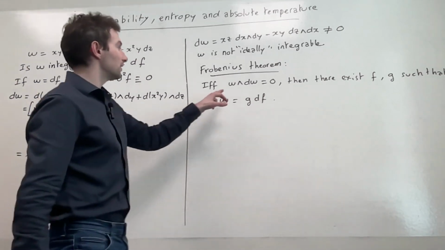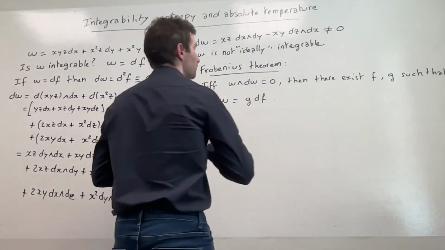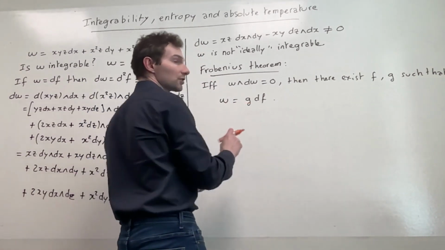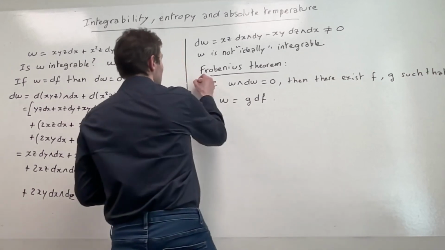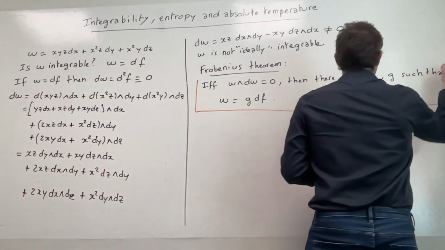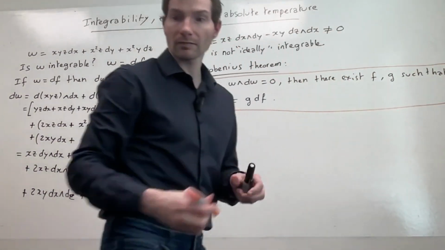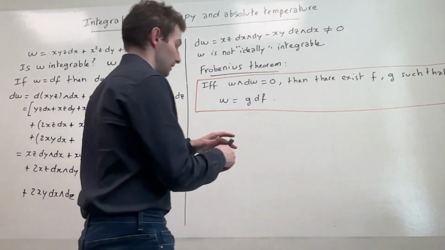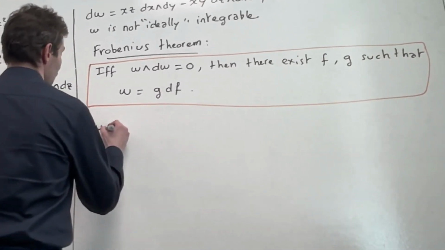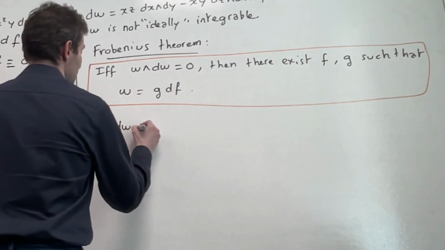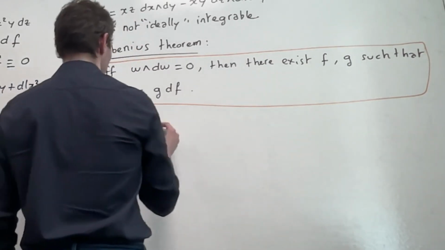So that's a theorem, and by the way this is called integrable as well. At least locally integrable. So that's kind of the idea. What we want to check now is what omega wedge d omega is equal to. We've calculated d omega there, so we can simply take the wedge.